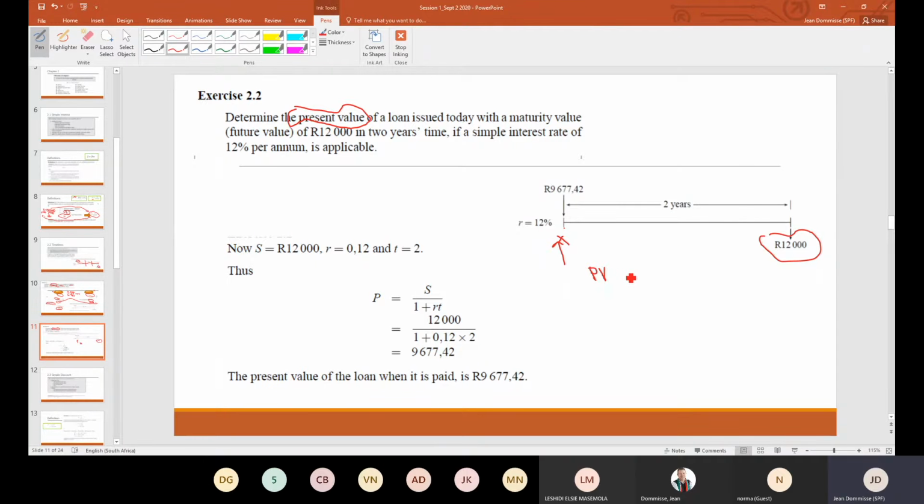So we've got to work out the present value. So we don't have that. We've got the future value, that is 12,000. As we've seen there, they tell us we've got the interest. So that is basically, let's look at the interest, is 12%.